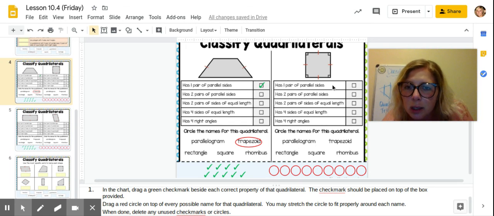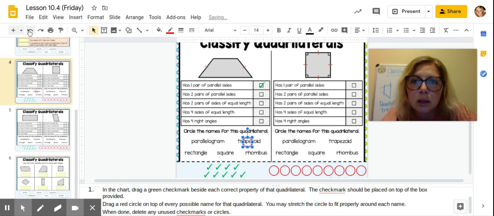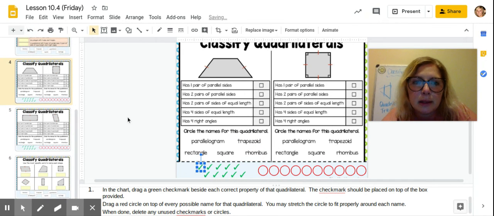And then the second one, you would do the same thing. If you had any extras on the bottom, you would just delete them. Okay, I'm going to move those back. And hopefully you get those.